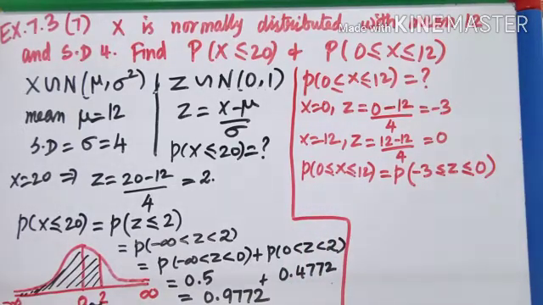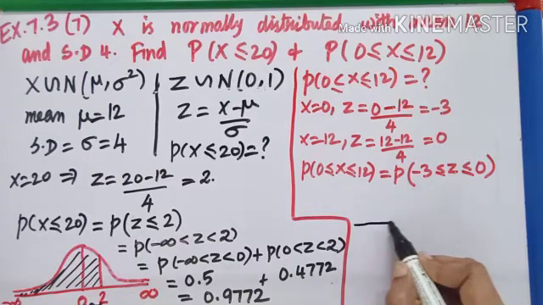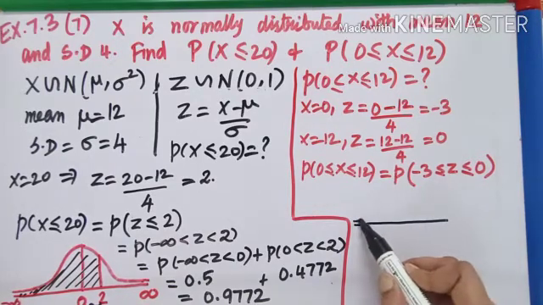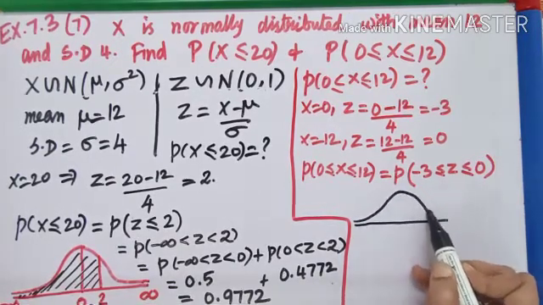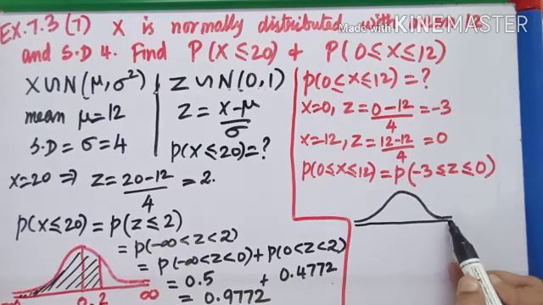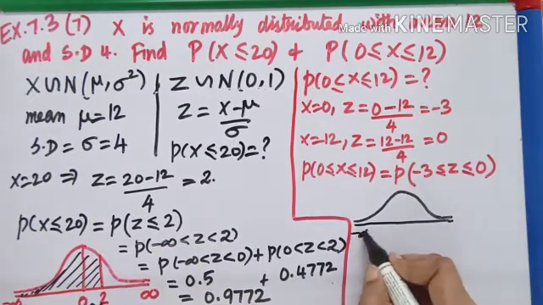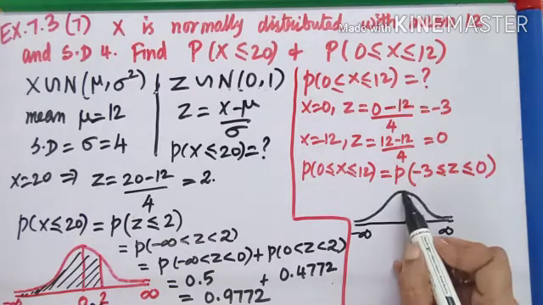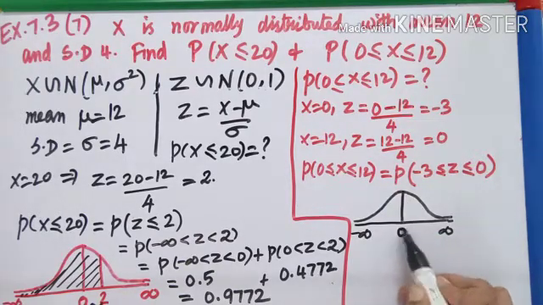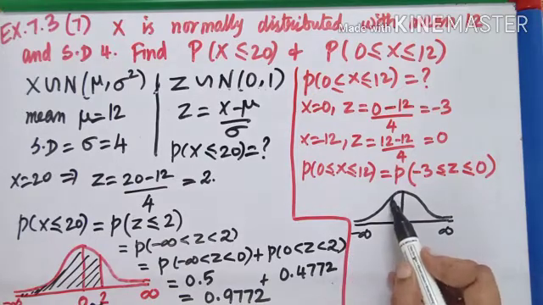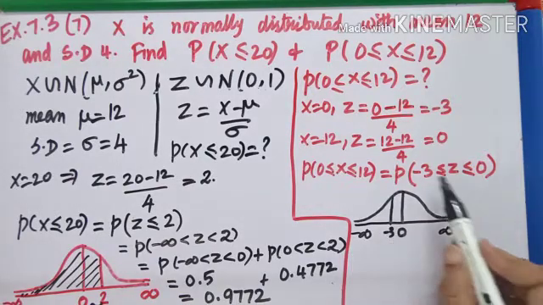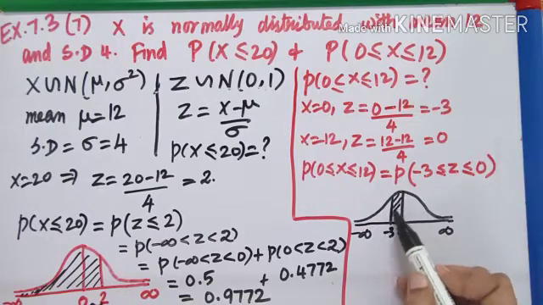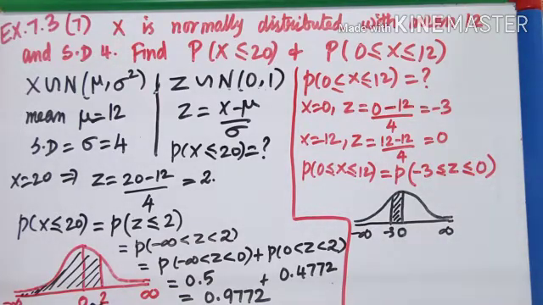Again, draw the diagram. What is the diagram? We draw a baseline and we draw the normal curve. Remember, it should go near and near but never touches. This side minus infinity, this side plus infinity. In the middle, we mark 0. Now my question is minus 3. Where will minus 3 come? Left of 0. Mark it here. Minus 3 to 0. This is the shaded portion. So my question is to find minus 3 to 0.